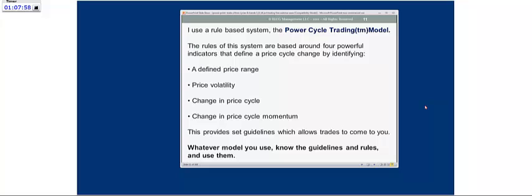So without momentum, you can't get these shifts in cycles and trends to happen. All this provides a set of guidelines which allows trades to come to you. So whatever model you decide to use, know the guidelines and rules and stick to them.